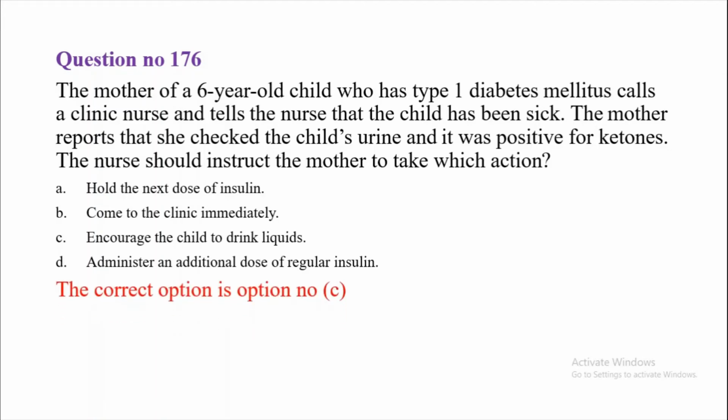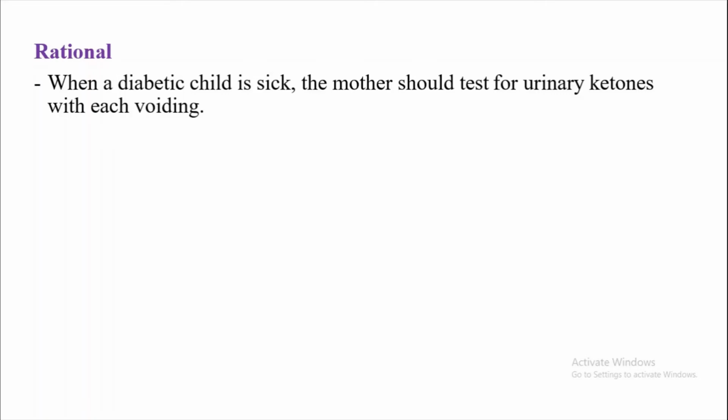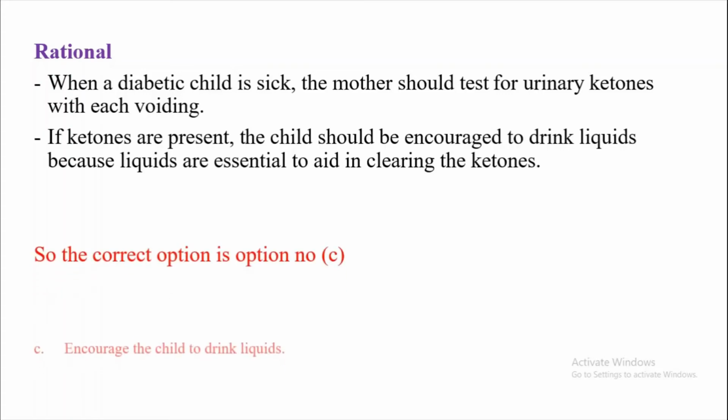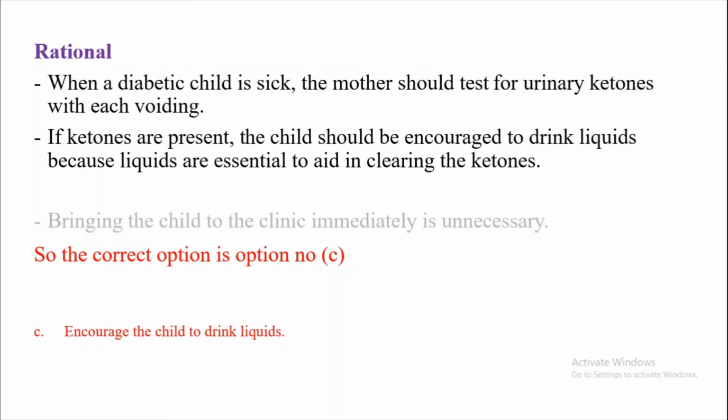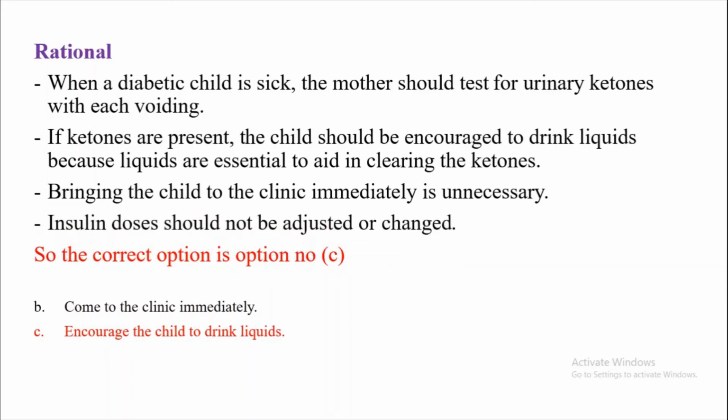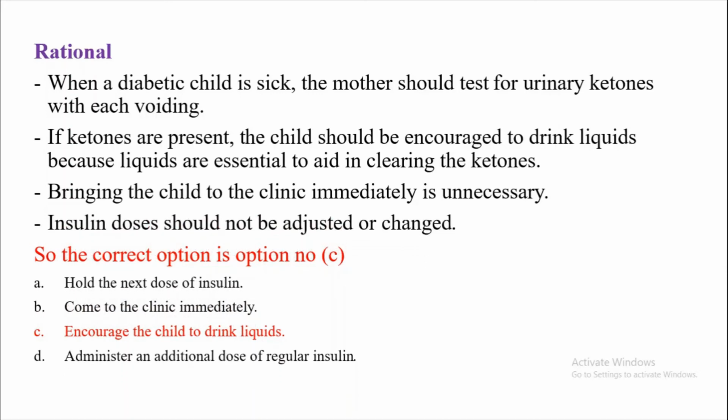The correct option is option number C. Encourage the child to drink liquid. Let's see the rationale. When a diabetic child is sick, the mother should test for urinary ketones with each voiding. If ketones are present, the child should be encouraged to drink liquids because liquids are essential to aid in clearing the ketones. So the correct option is option number C. Bringing the child to the clinic immediately is unnecessary. Insulin dose should not be adjusted or changed.